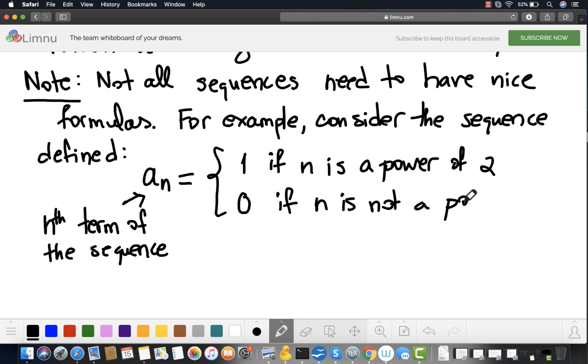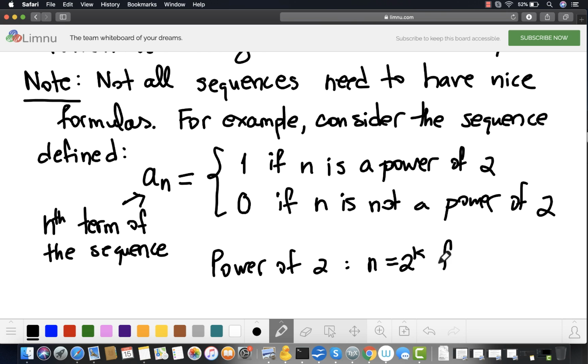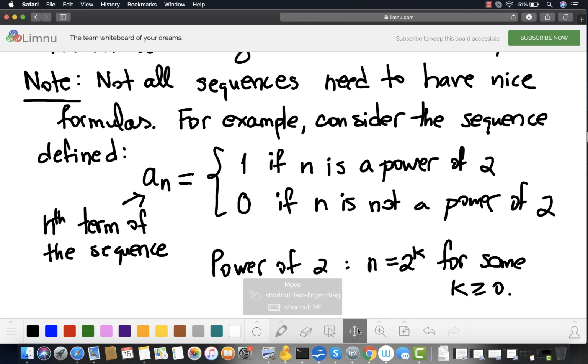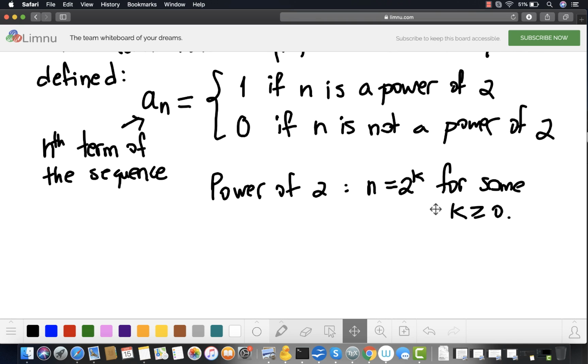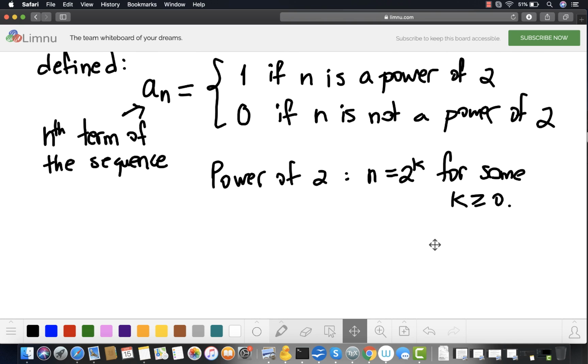So what is a power of 2? Well, by definition, a power of 2 just means n is of the form 2 to the k for some integer k, let's say starting at 0, for some integer k which is at least 0. So this is a perfectly well-defined sequence because I'm telling you what the terms are.